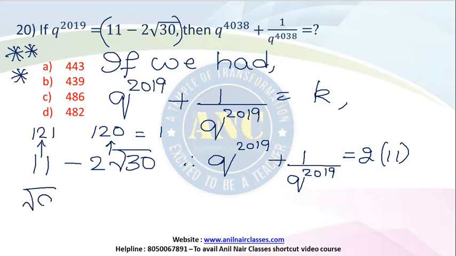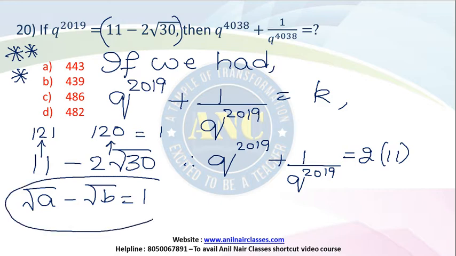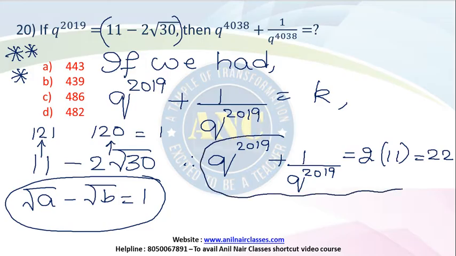If it is root a minus root b, if the difference is coming as 1, then the answer is 2 into root a. So in this case it is 2 into 11. So 2 into 11 is 22. That means q power 2019 plus 1 by q power 2019 value is 22.